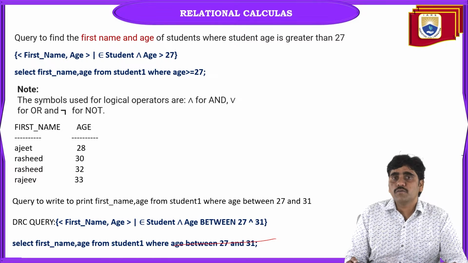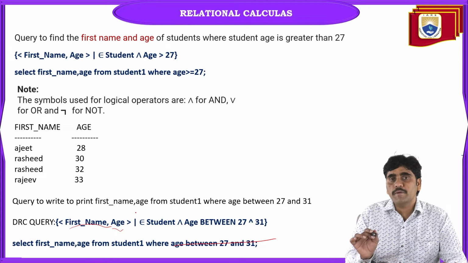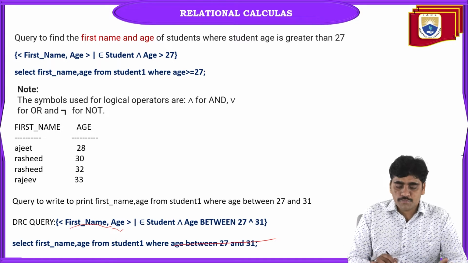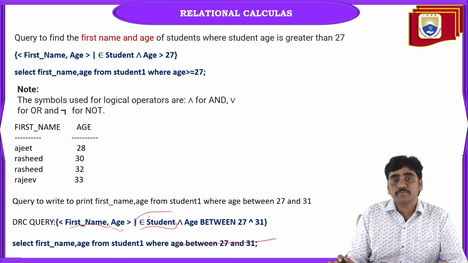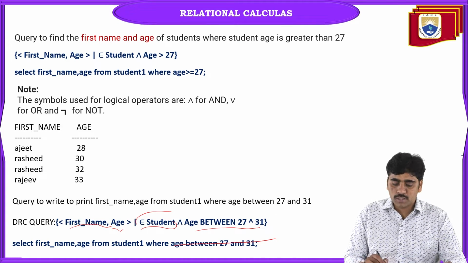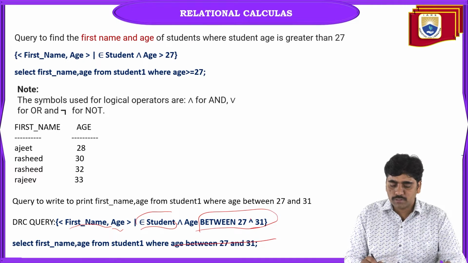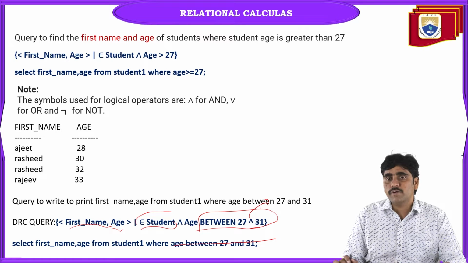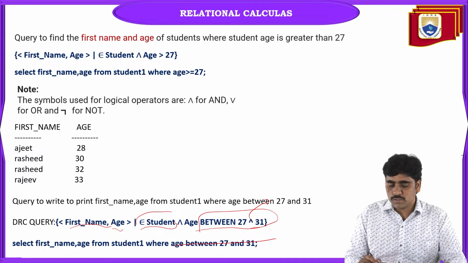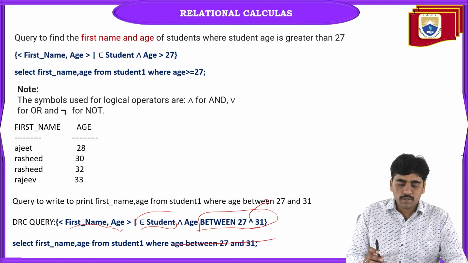Which condition do you want to display? So now write the query. I want to display first name, age, so that I can mention those two tuples, from the student table, where age between 27 and 31. So you mention the between operator, 27 and 31, this is the and operator. On this operator you can display the result.